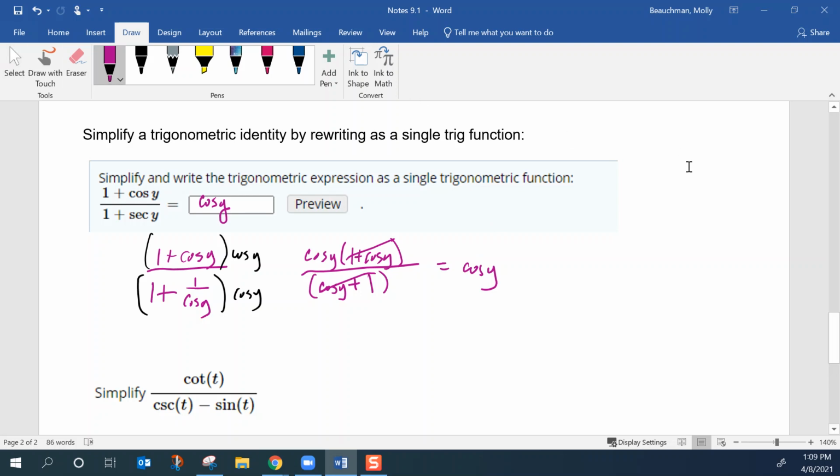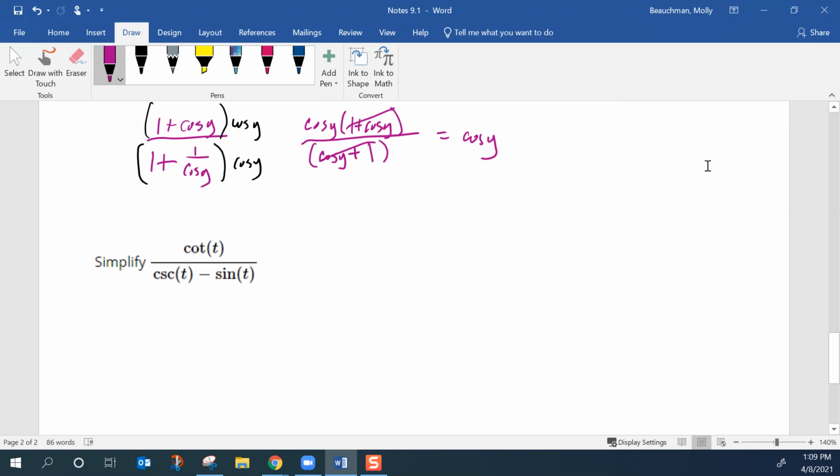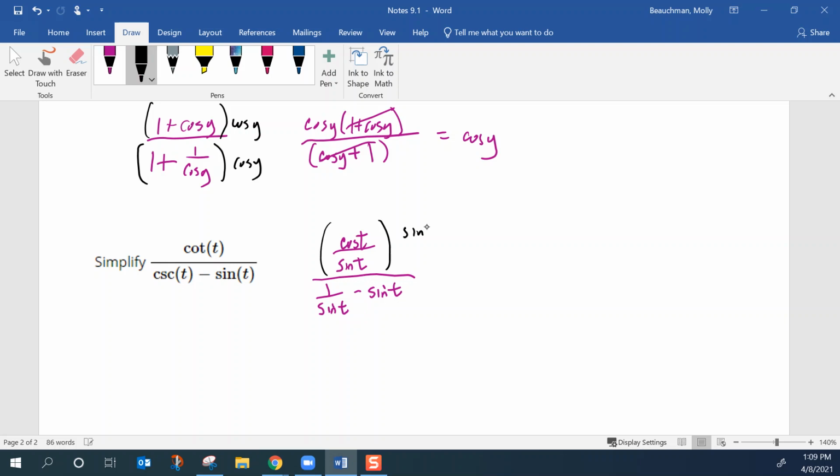So let's look at another example to simplify and see if we can do the same thing and rewrite it as a single trig function or get it as simplified as possible. We have cotangent, cosecant, and sine. Rewrite each in terms of sine and cosine. So the cotangent is the cosine divided by the sine, over cosecant, which is 1 over the sine, minus the sine. The common denominator for all of the fractions in this complex fraction is the sine t. So multiply the numerator and the denominator by the sine.